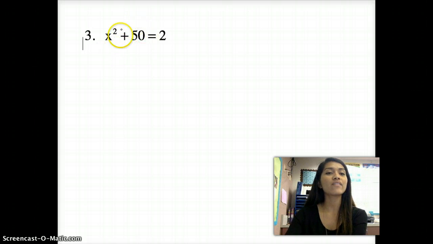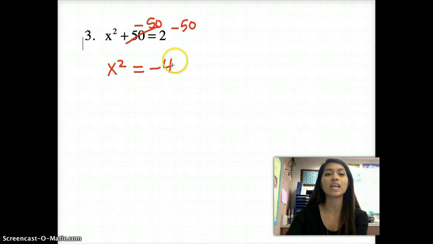Here again, I have a constant that I'm going to have to get rid of. And the way I do that is by doing the inverse of adding 50, which would be to subtract 50 from both sides. So here, now I'm left with x squared. These cancel each other out, leaving me with x squared equals negative 48.